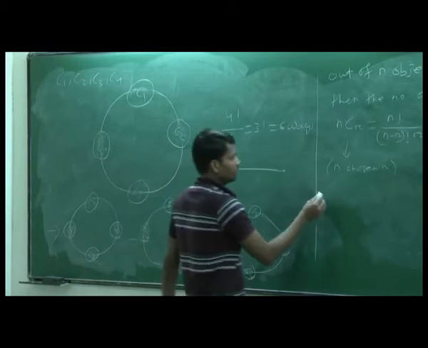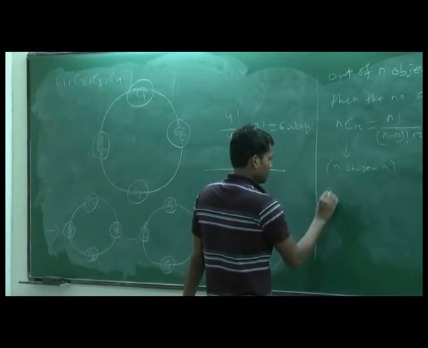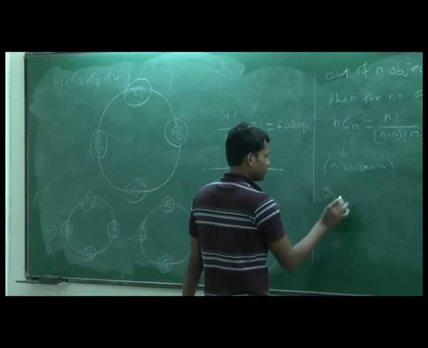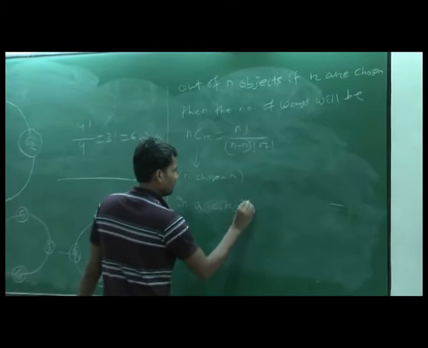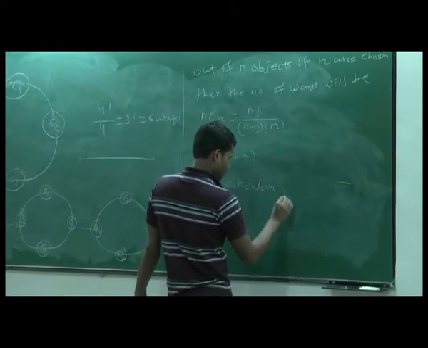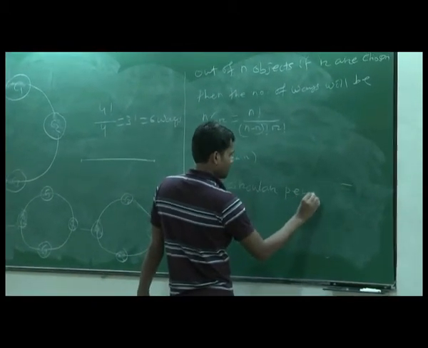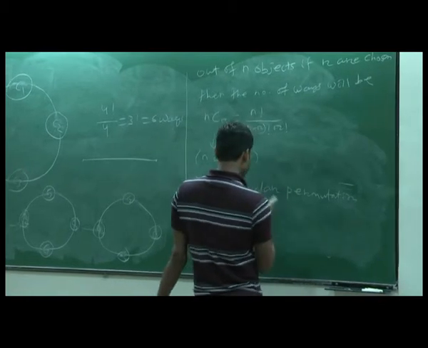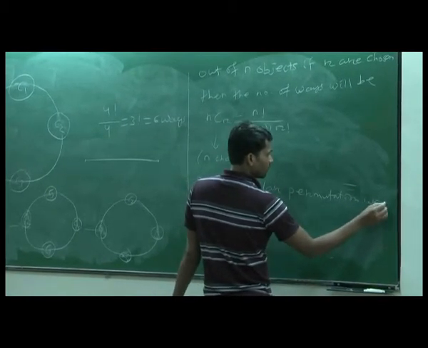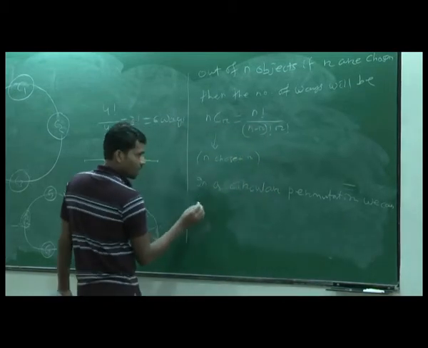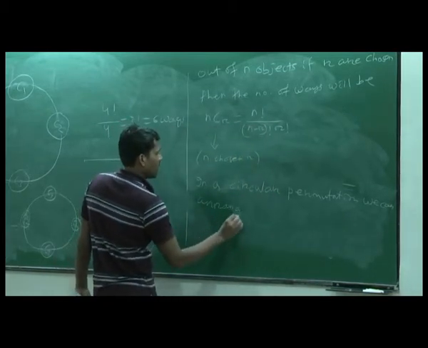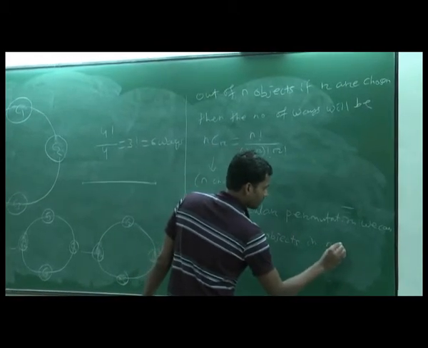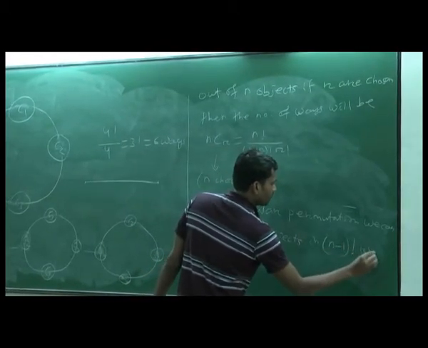So we can give one statement. In a circular permutation, we can arrange n objects in n minus 1 factorial ways.